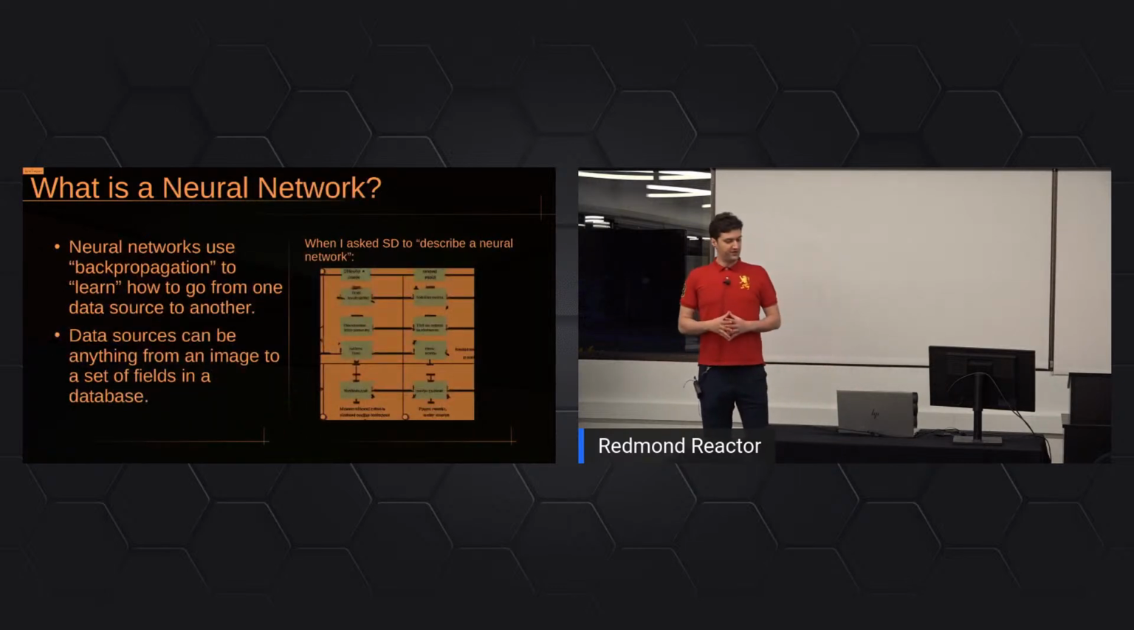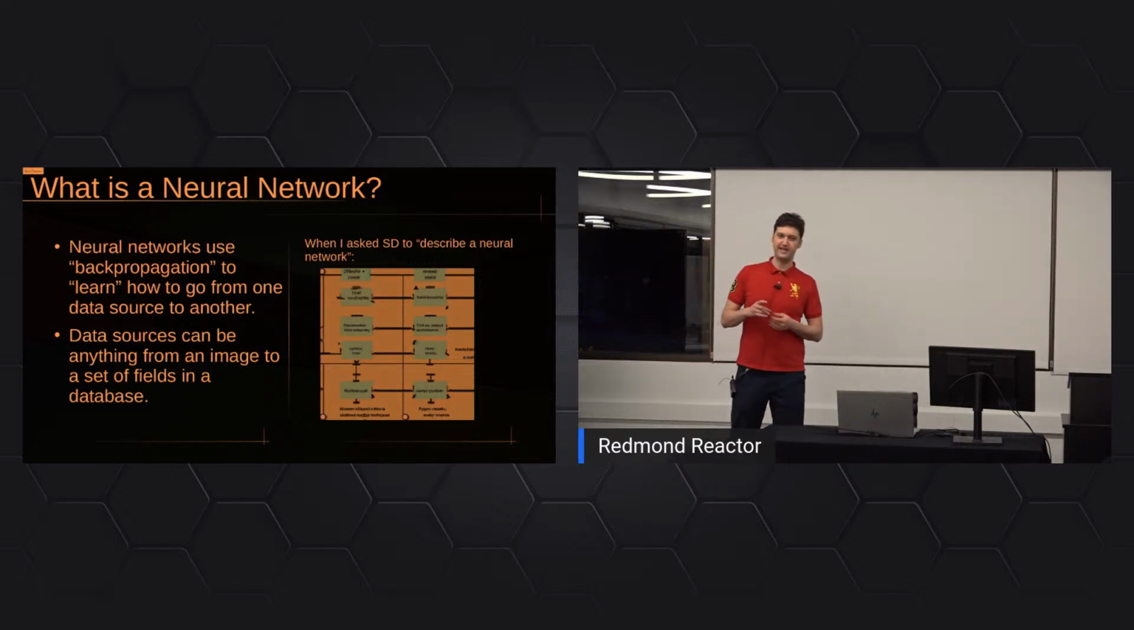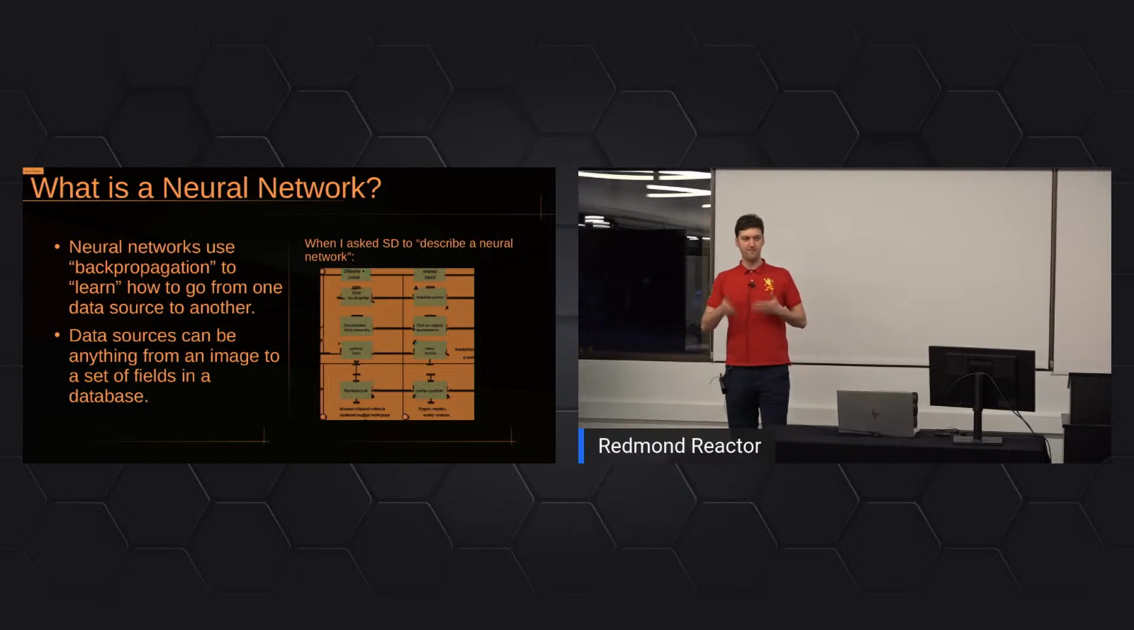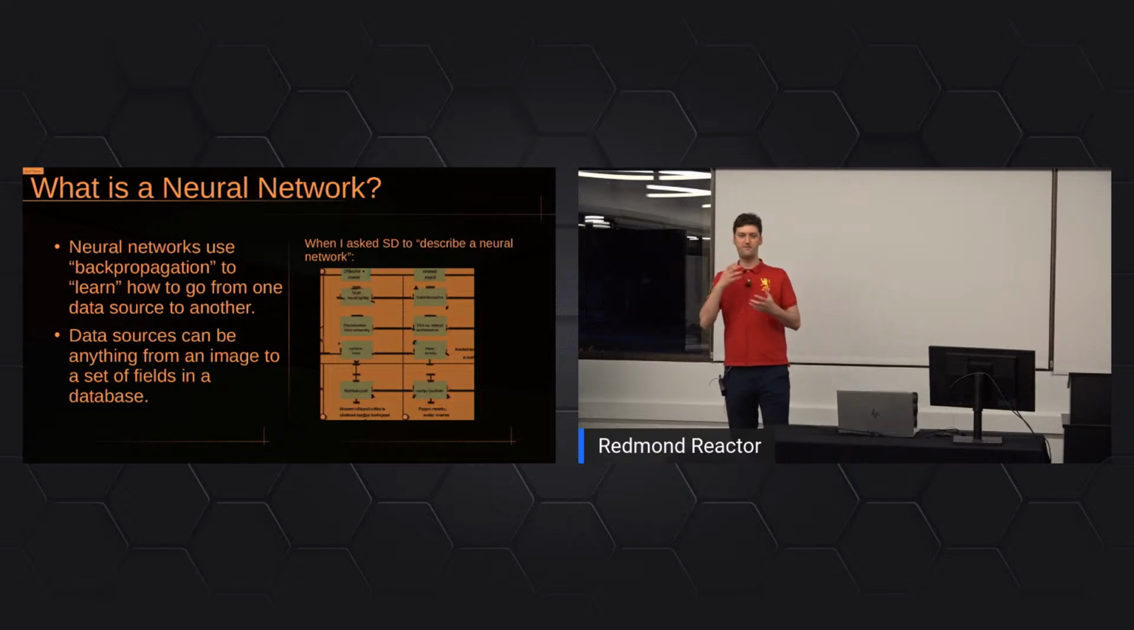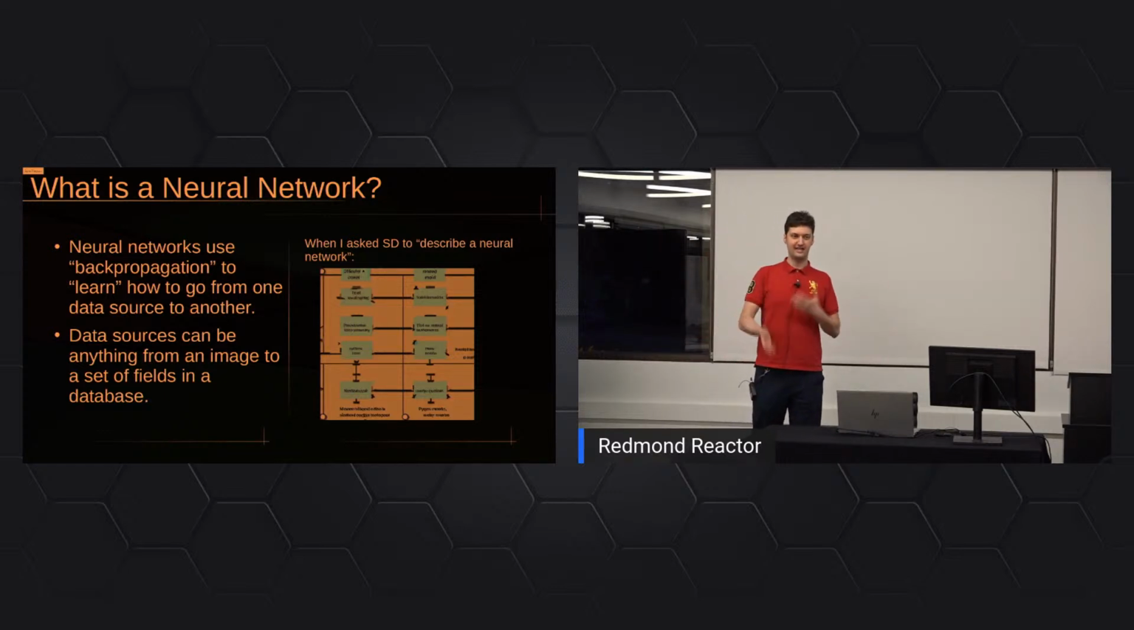And then neural networks. Obviously, neural networks are very well understood at this point, but they are essentially trained sets of vectors that we teach using backpropagation to go from a set of inputs to a set of outputs and back and forth, possibly.